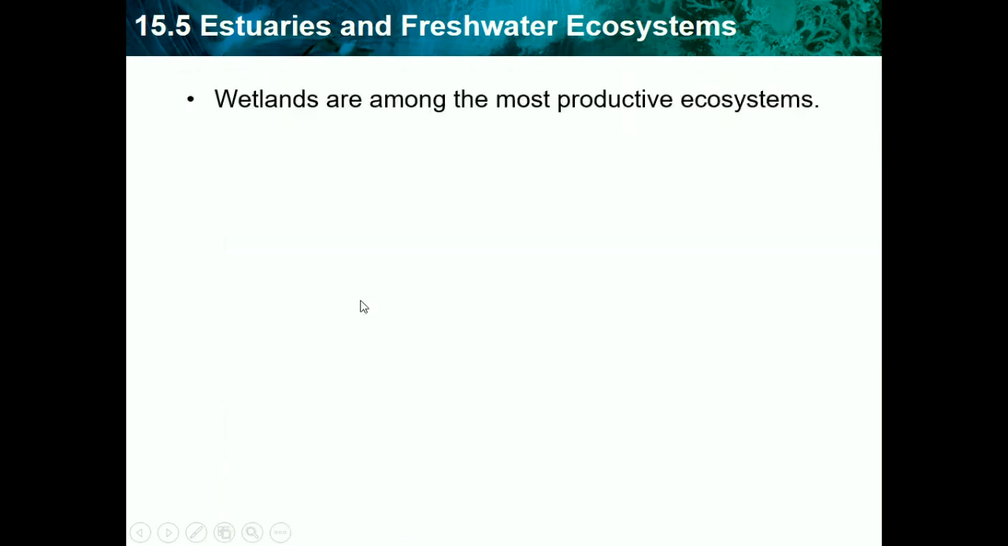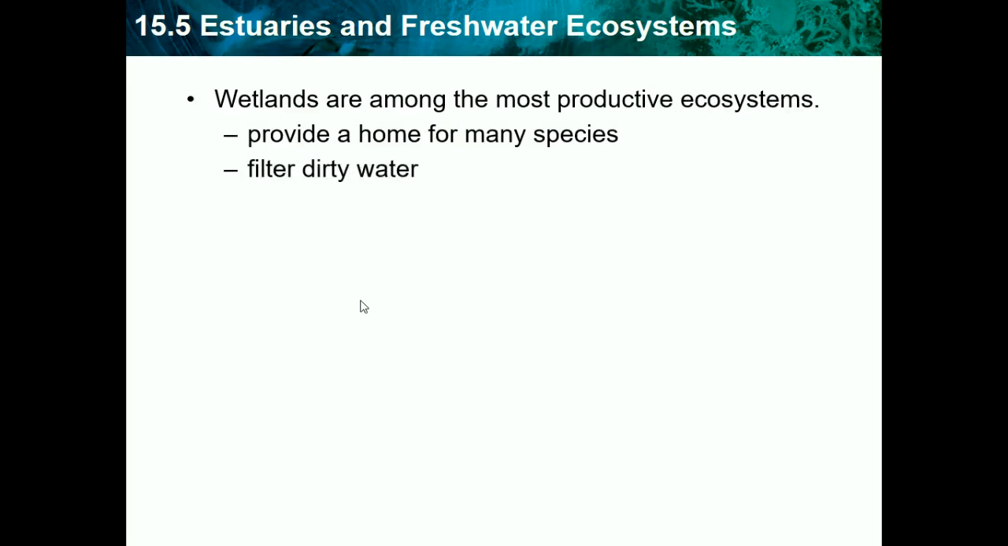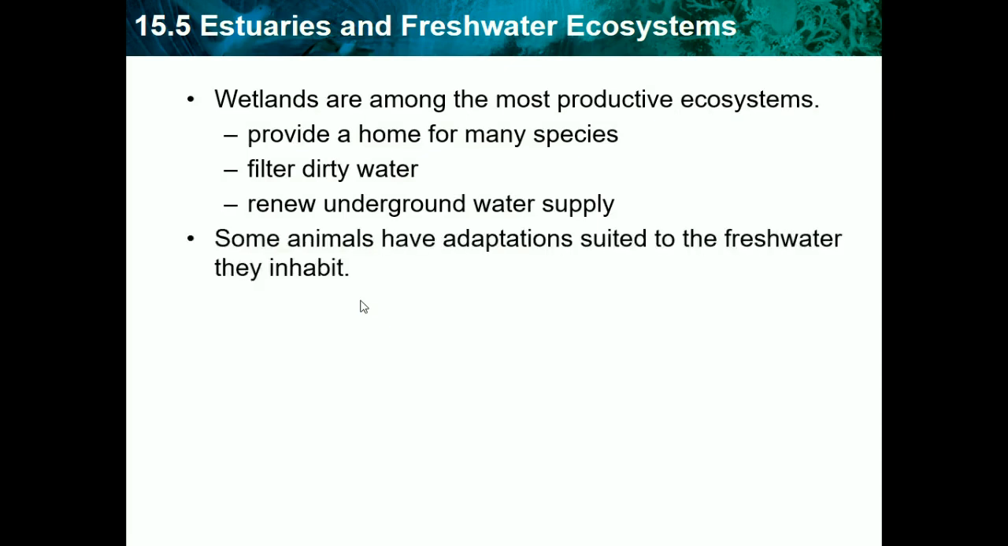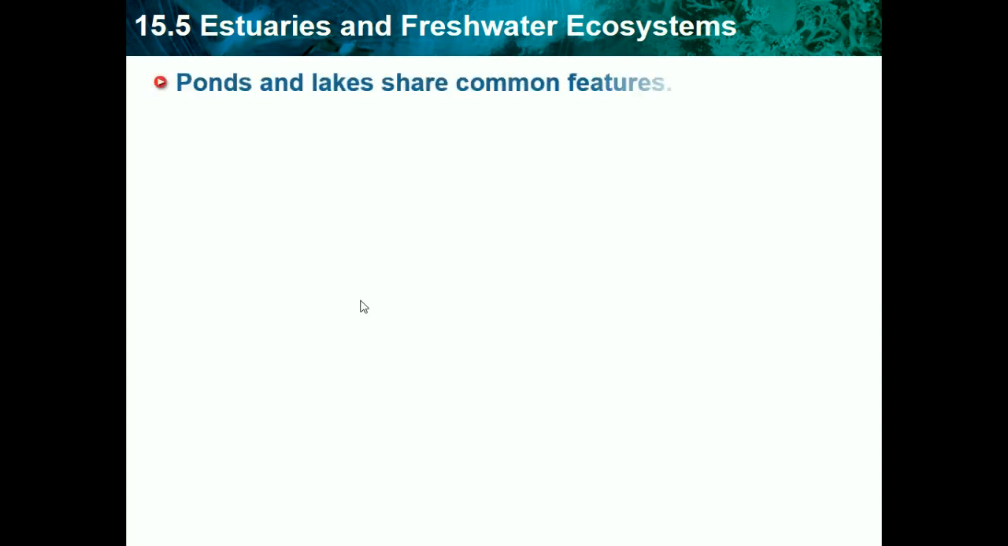Wetlands are among the most productive ecosystems, so they provide a home for many species. They filter dirty water and renew the underground water supply. As we know, we have water underground, and that's where we get most of our water from. Some animals have adaptations suited to the fresh water they inhabit. So you can't just take a saltwater fish and put it in a freshwater environment. It won't survive well because it's not used to the clean fresh water, it's used to salt water.